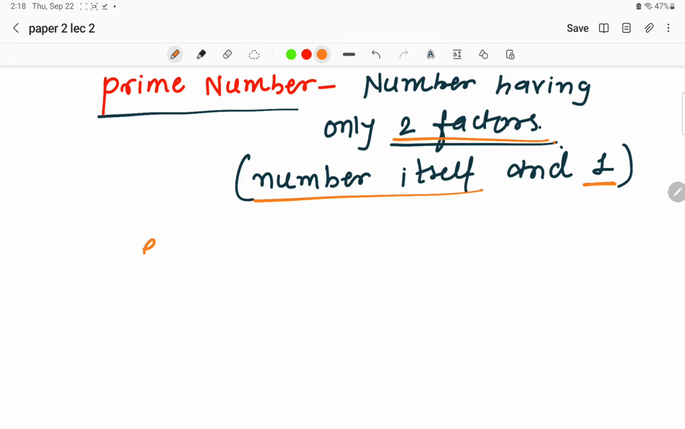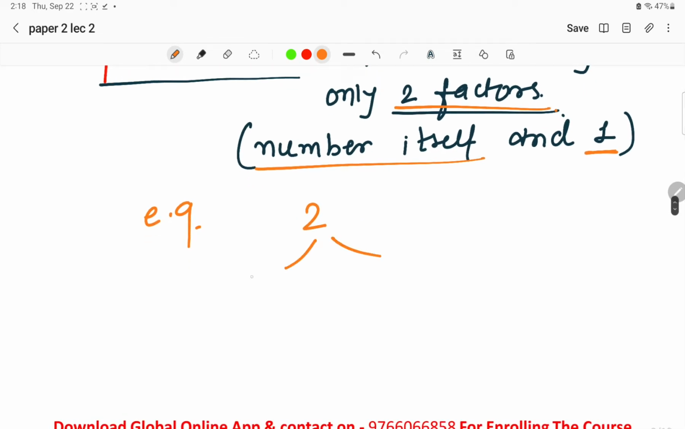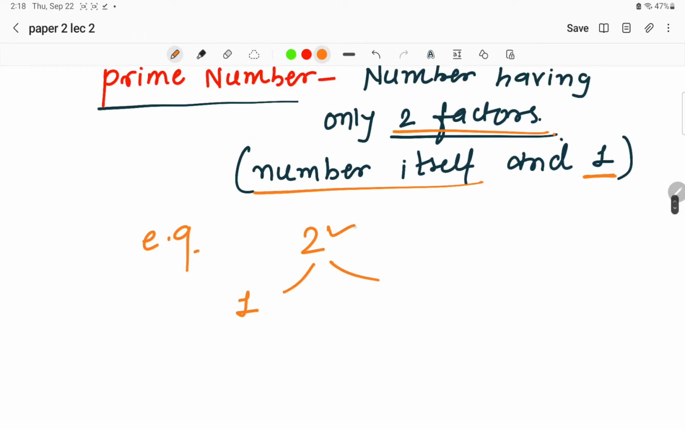For example, if we take 2, basically 2 comes in two tables. It will come in the table of 1, and in the table of 2, so 2 has two factors. The number itself, that is 2, and the other factor is 1. Once again, in another example, if we take 5, what are the factors of 5? If we calculate them, 1 is a factor and 5, the number itself, is the other factor. So basically 5 has only two factors.